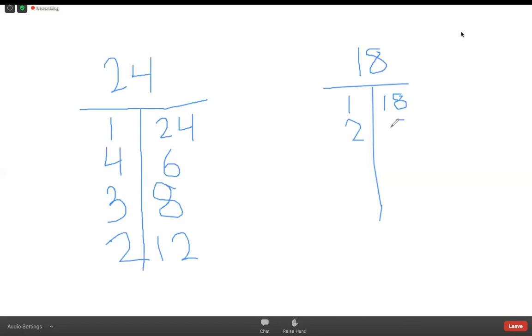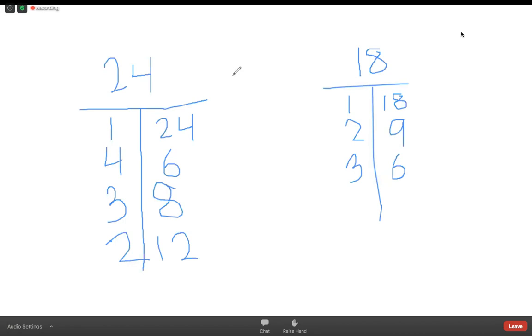So does everyone understand that when we talk about factors, it's more about multiplication than addition, right? So 9 is a factor, but it's because 9 times 2 is 18. And then here, 6 times 3 is 18. Good. So those are all the factors for 24 and 18.